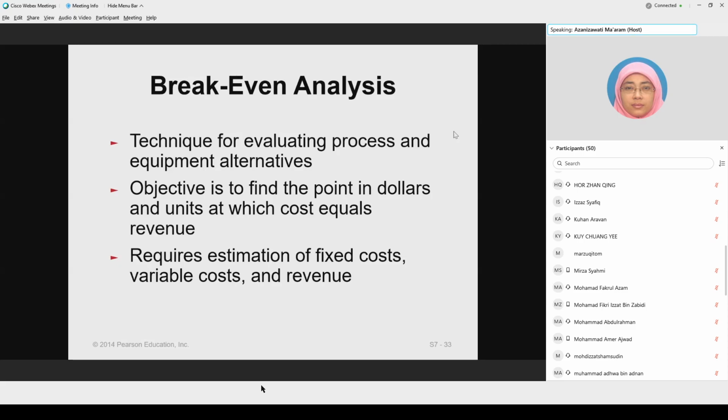So, we're trying to find the least cost, and then which point that if let's say we buy that machine, which point yang we will receive the profit first. How many units that we produce, at which point that we will start receiving the profit. So it requires estimation of fixed cost, variable cost, and revenue.